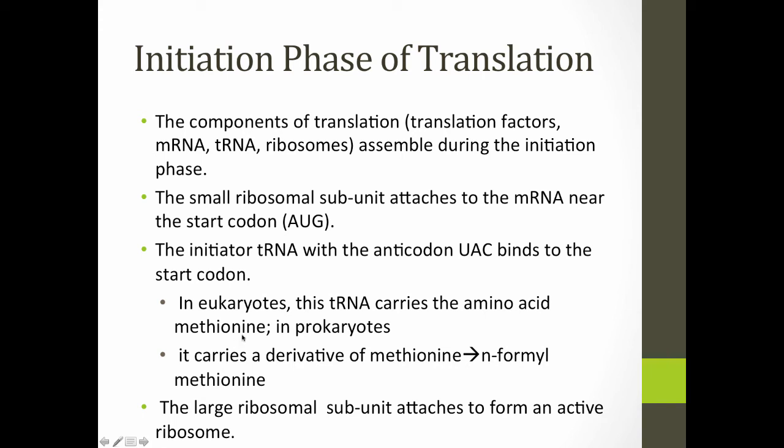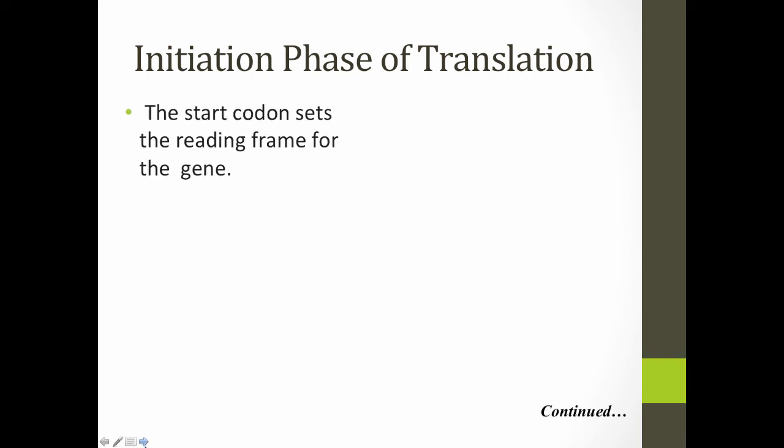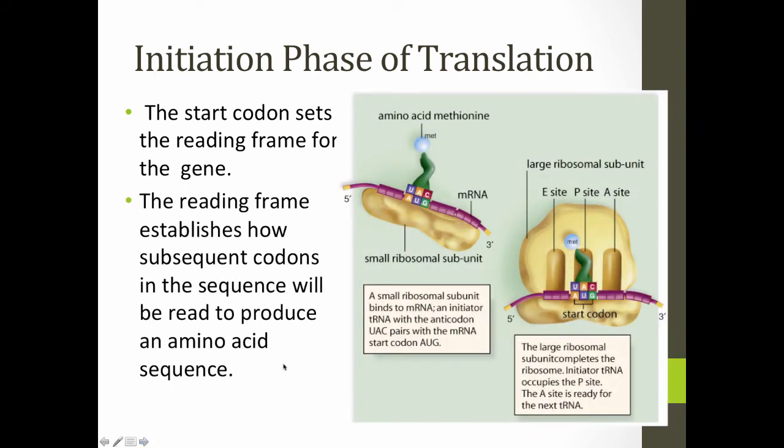And then once that complex is formed, so you've got the small ribosomal subunit and the MET tRNA bound in there, then the large ribosomal subunit will attach, and that forms an active ribosome complex. So here we can see, here's my first step, is the small ribosomal subunit will bind, and then my tRNA will come in, bringing the amino acid methionine, and this is sitting in what will be the P site.